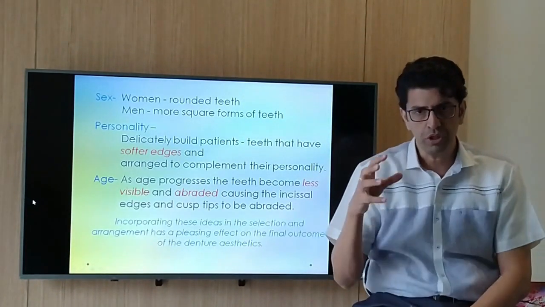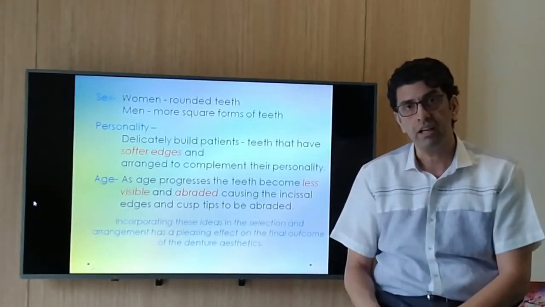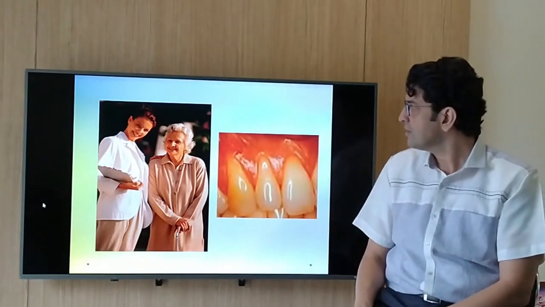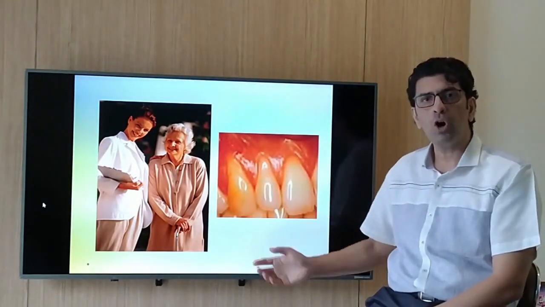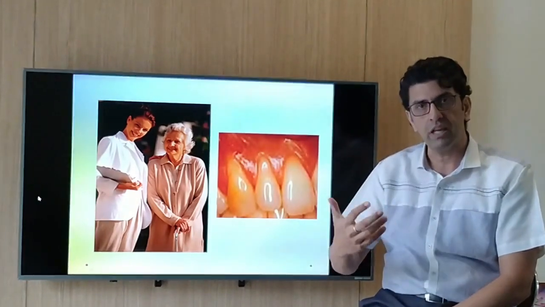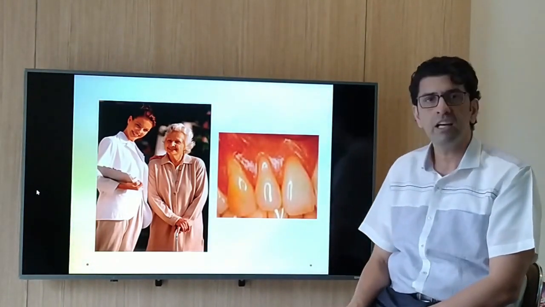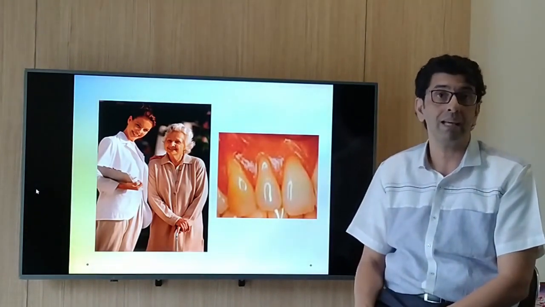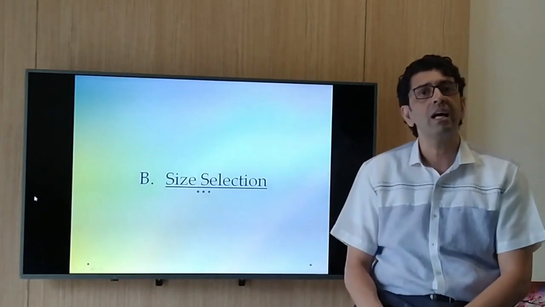Okay, so if you incorporate these ideas, you're probably going to have a very pleasing effect in the final outcome of your denture. So in this patient, a very elderly patient, they've incorporated the length of that recession into it, which makes it look very pleasing for her in her smile because it complements her age. Okay, what's the next? The next one is size selection.